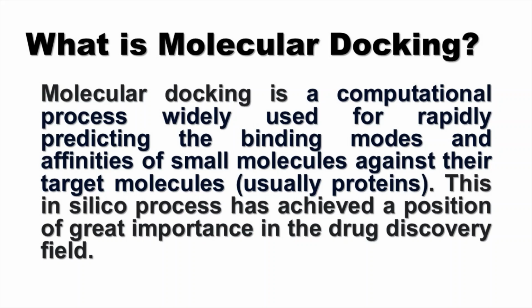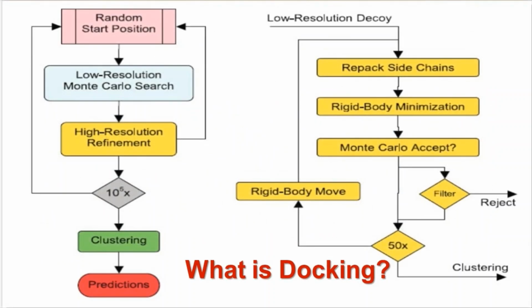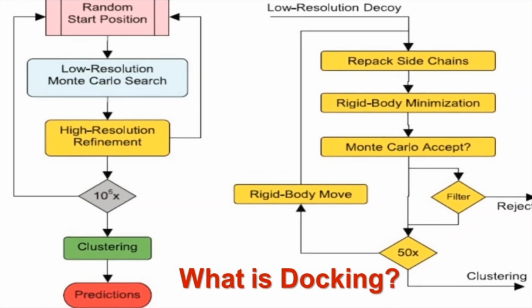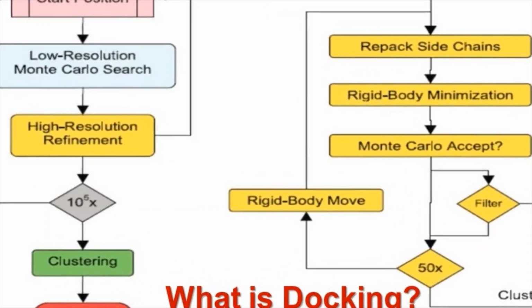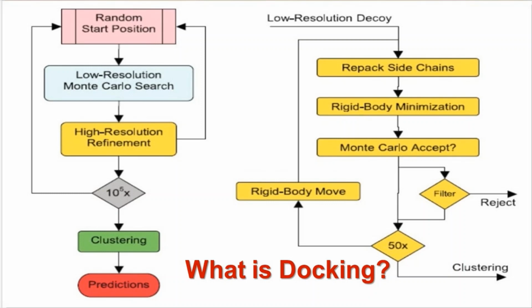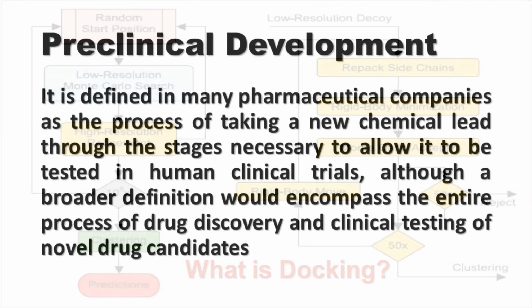It's a computational process widely used for rapidly predicting the binding modes and affinities of small molecules against their target molecules. This in silico process has achieved a position of great importance in the drug discovery and drug designing process. This is the outline or schematic diagram of how protein docking is done. We will study protein docking in a separate video in detail.